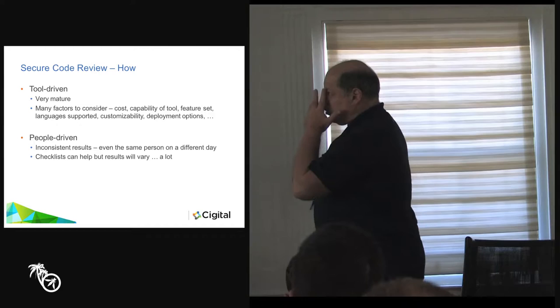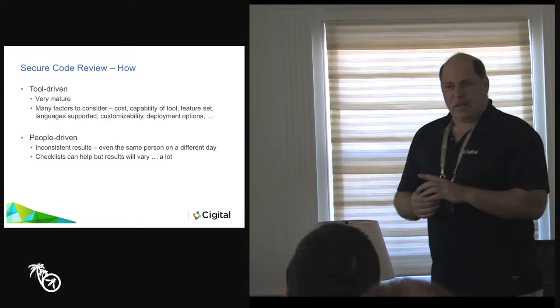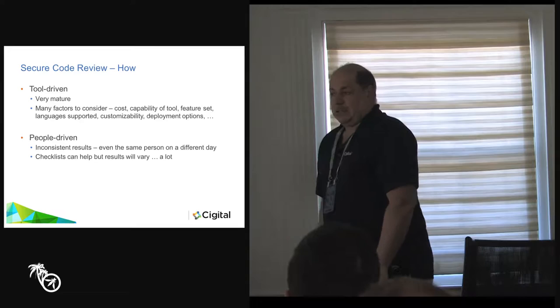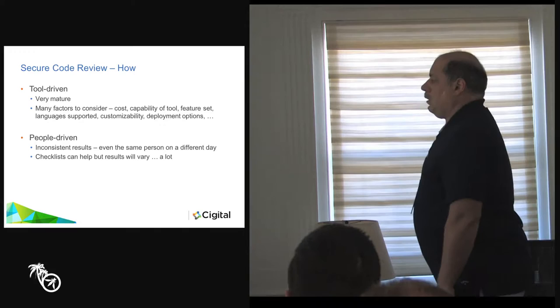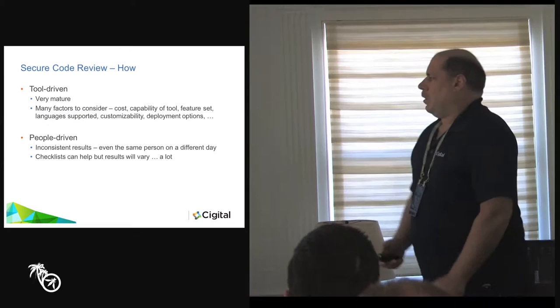There's the people-driven side of secure code review. This has some other unique problems. For anyone who's actually done secure code reviews as a human, we have bad days, we have good days. Sometimes we see things, sometimes we don't see things. Myself and the person who sits next to me, even though we're going through the same checklist, we may interpret the checklist a different way, and we're going to get different results. It's normal that we're not going to see the same types of problems. We're going to see things differently, and that's just part of the beast.